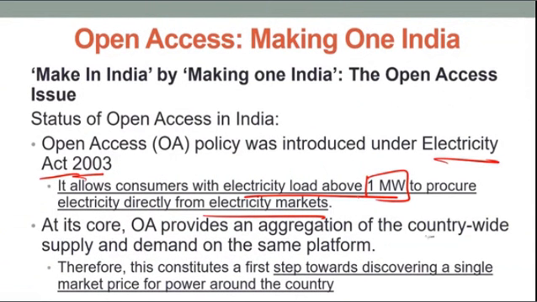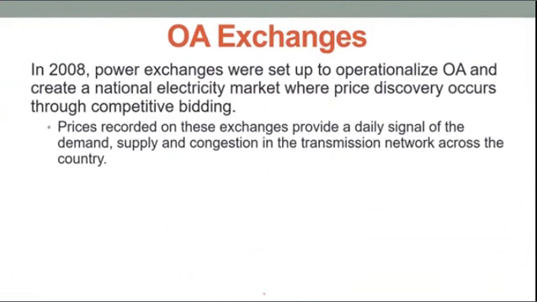So overall, it's country-wide supply and demand on the same platform. A country-wide market is what is envisaged. If you can have a country-wide market, eventually we can have a single country-wide price also. That would be a beautiful concept. We have not reached anywhere close to that. However, Indian Railways taking that step is a huge step, as we discussed earlier. So these are called open access exchanges. Power exchanges are set up to operationalize OA. So these wholesale markets, everything will happen through exchanges. Price discovery will happen, buying and selling will happen, competitive bidding will happen, everything will happen through power exchanges.